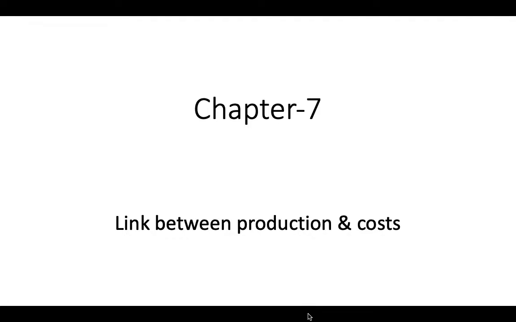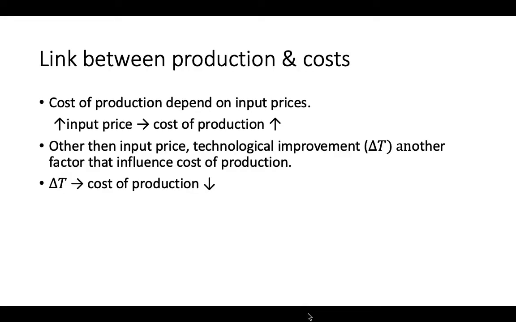Then comes the last topic of this chapter, which is the link between production and cost. Cost of production depends upon the input prices. The higher the input price, the higher will be the cost of production. If any of the inputs become expensive, which could be the labor, that is the market wages increase, or raw material price increases, or rent on land increases, or the interest rate on loanable funds increases, cost of production will definitely increase.